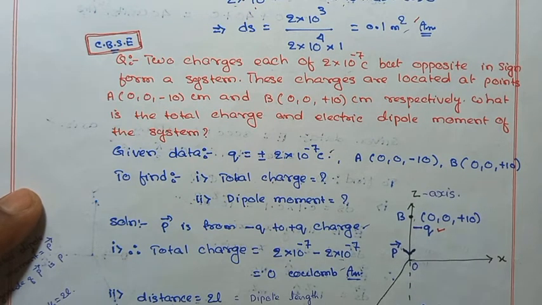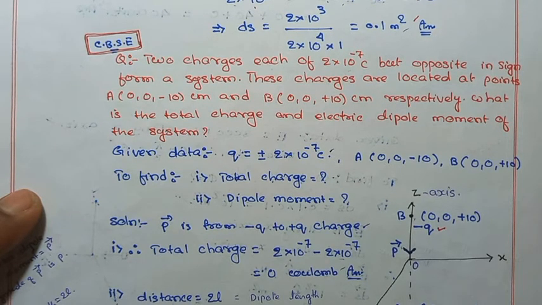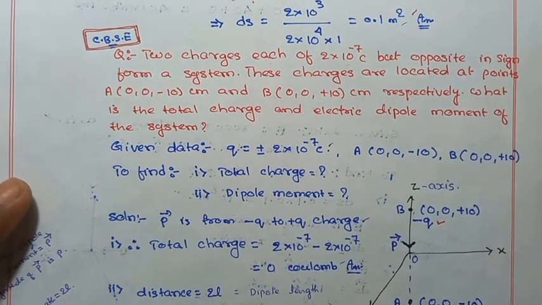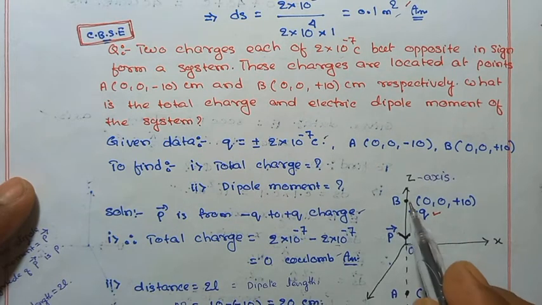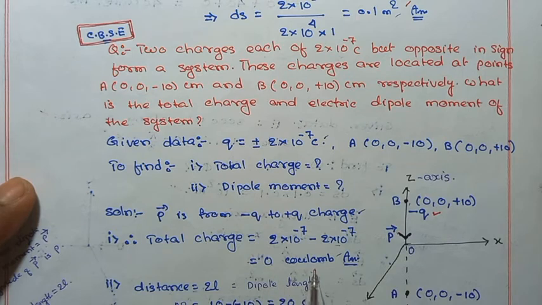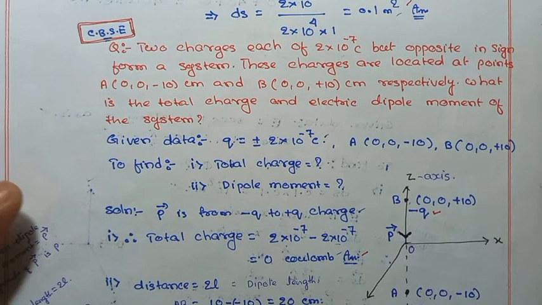Okay. So electric dipole moment is always from negative charge to positive charge. So this is the direction of p vector. Now positive charge is placed at A, negative charge is placed at B. Both charges are equal in magnitude and opposite in sign. So the total charge of this system is equal to 0 because they are equal in magnitude but opposite in sign. Okay. Now we have to calculate the electric dipole moment.